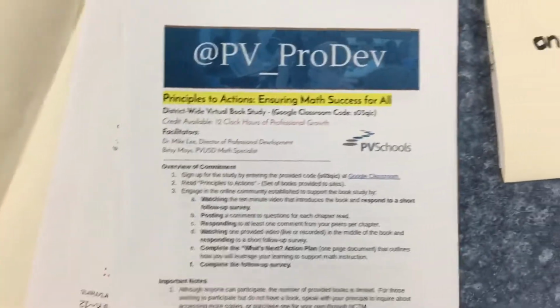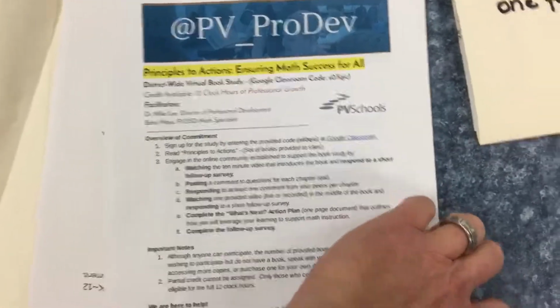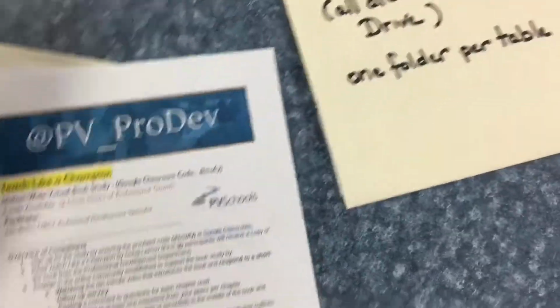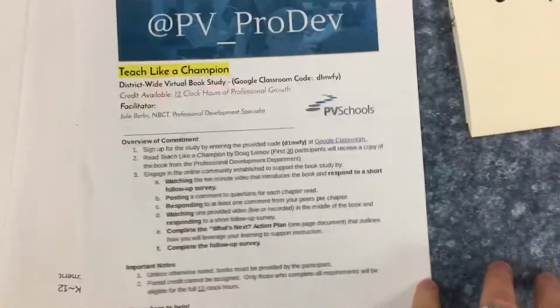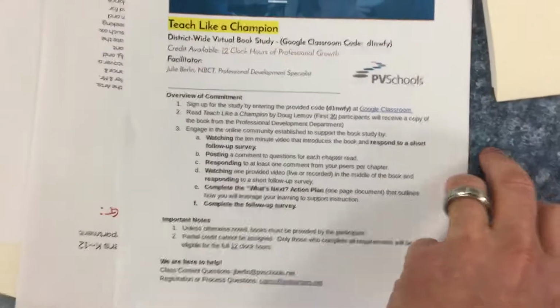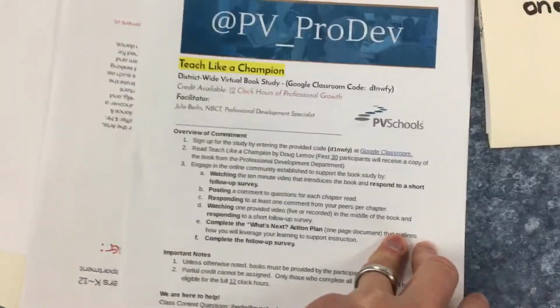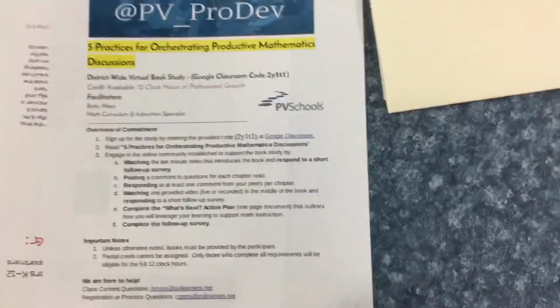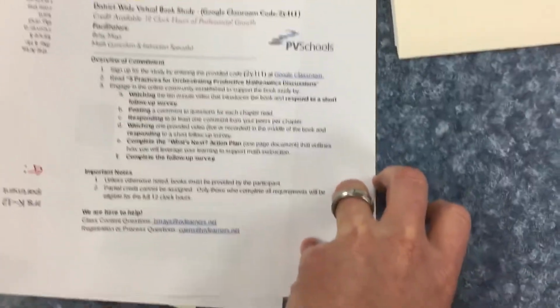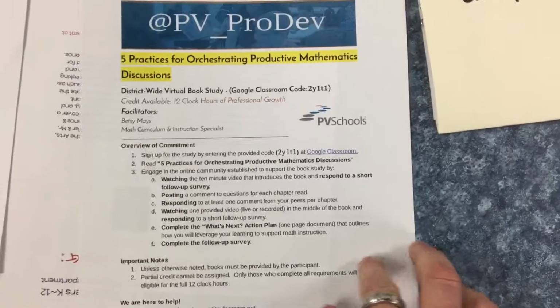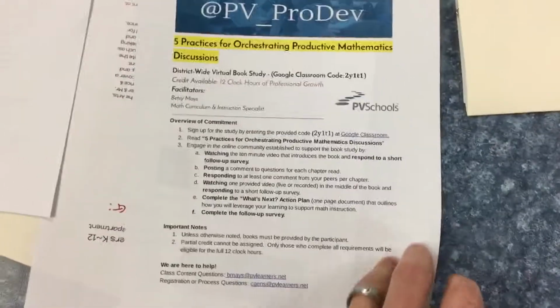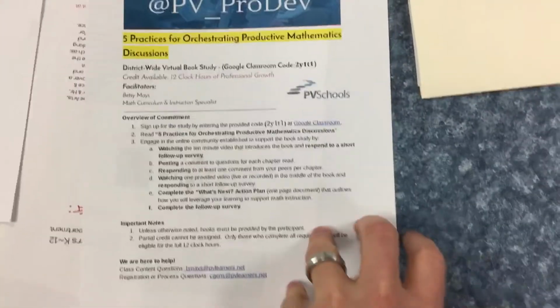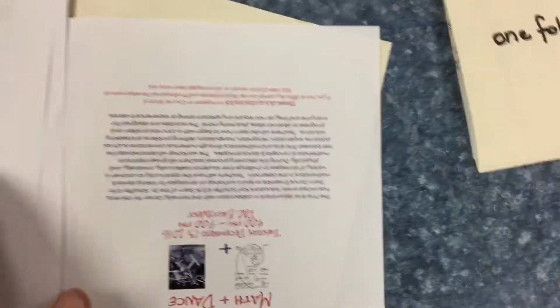book study flyers. Here's the one that I'm leading on Principles to Actions. Here's the one that Julie Berlin is leading on Teach Like a Champion. That's not math specific, but it lends itself to math and all other subjects. And then Betsy Mays is leading 5 Practices for Productive Mathematics. You could encourage your teachers and tell them, if you're somebody who feels really confident, this is probably the book study for you because it dives deeper. So those would be out by the sign-in sheet.